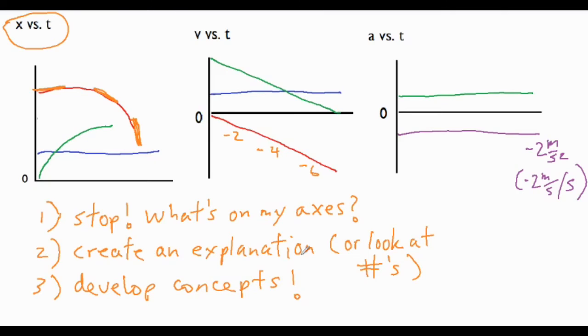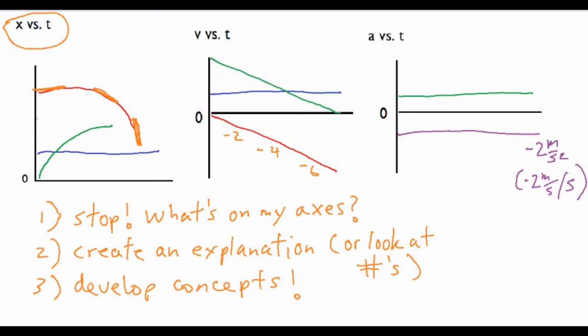So two, I'm going to create an explanation or maybe look at some numbers. And I see that my numbers are jumping in position fairly quickly in the beginning, and that number is starting to steady out towards the end. So if I start to write a sentence or say some sort of explanation in my head, and I'm describing how the position is jumping a lot in the beginning and not so much at the end, I might start getting the idea that it's something slowing down. And number three, definitely knowing your concepts.